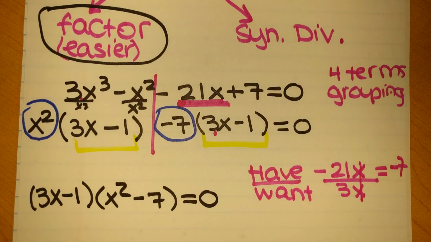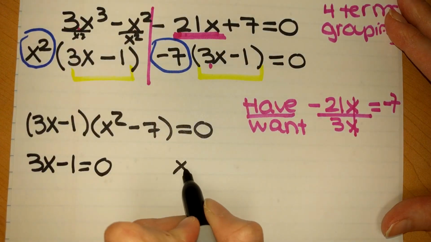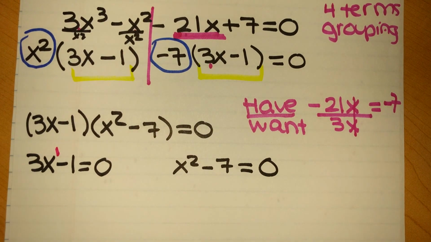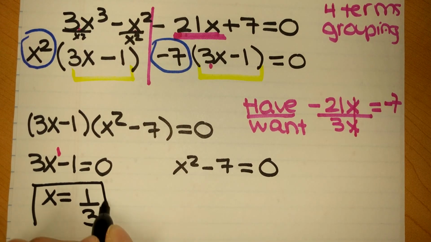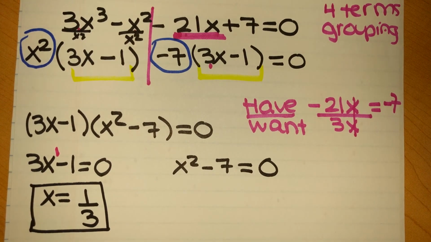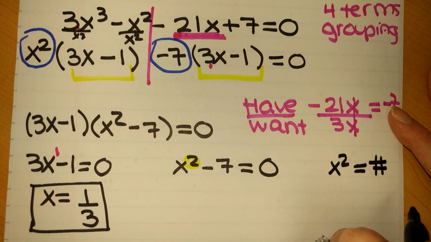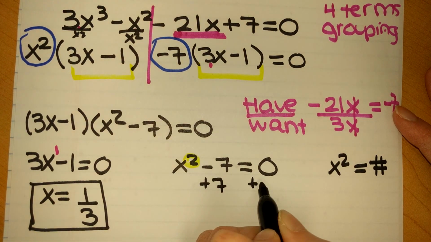All right, so now that it's factored, I set each of the factors equal to 0. So I set 3x minus 1 equal to 0 and x squared minus 7 equal to 0. Now the first equation is a linear equation because the highest power is 1, so I just add 1 and divide by 3. The second equation is a quadratic equation because the highest power is 2. So I can do the factoring method, the quadratic formula, or I can notice that it can be written as x squared is equal to a number, so really I could use the square root method. So I'm going to add 7 to both sides.